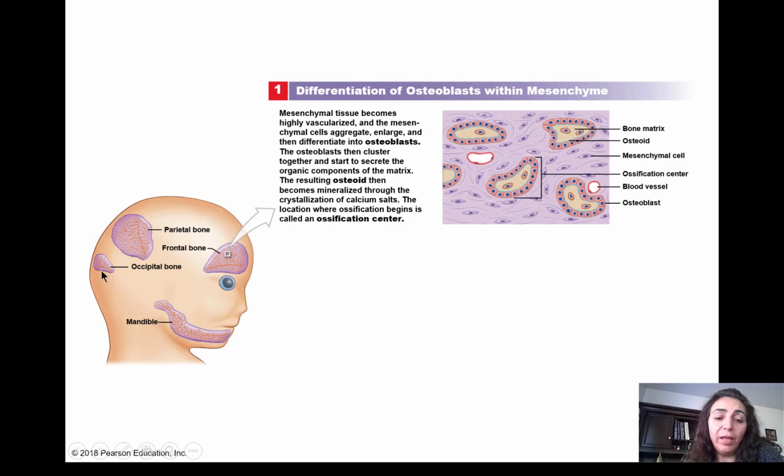You see the skull and mandible, they come through there, and also the clavicle if you had it here. These are mostly flat bones or irregular bones that come from intramembranous ossification. And as you see, you have a matrix here, and around it all these cells are called the ossification center, and you have the osteoblasts that are making the matrix in the middle.